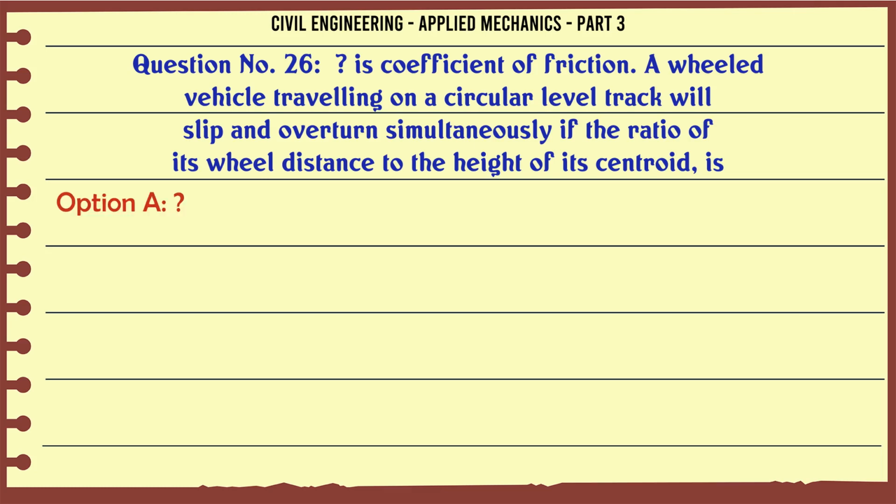If μ is the coefficient of friction, a wheeled vehicle traveling on a circular level track will slip and overturn simultaneously if the ratio of its wheel distance to the height of its centroid is A) μ, B) 2μ, C) 3μ, D) 4μ. The correct answer is 2μ.